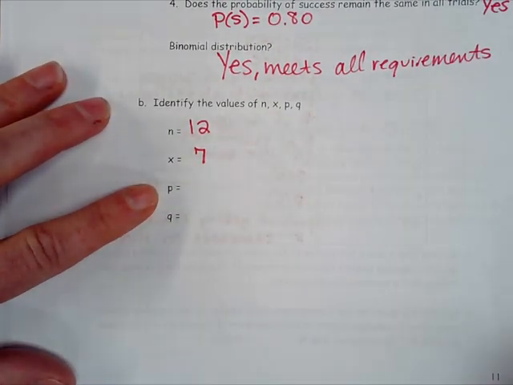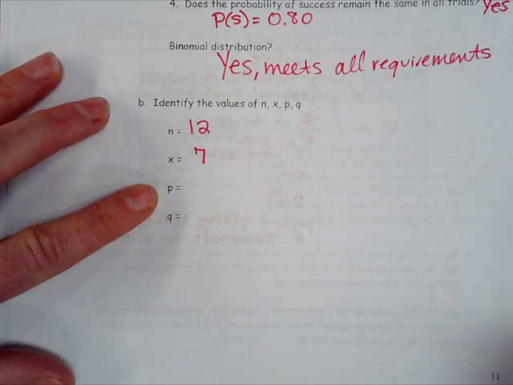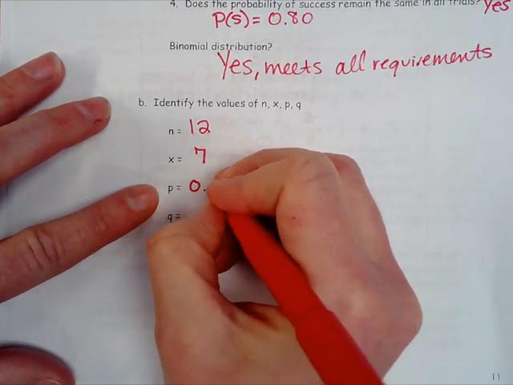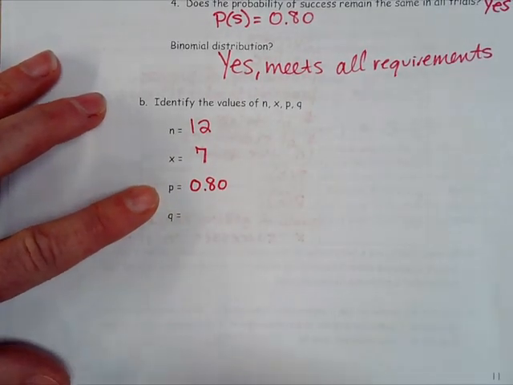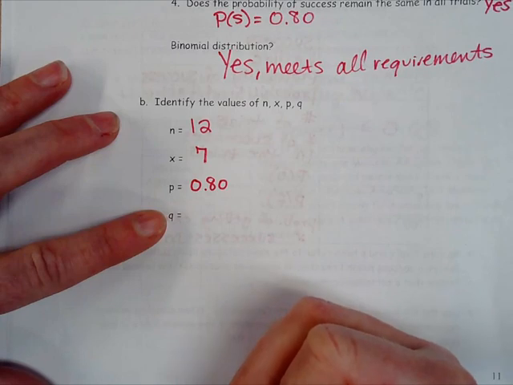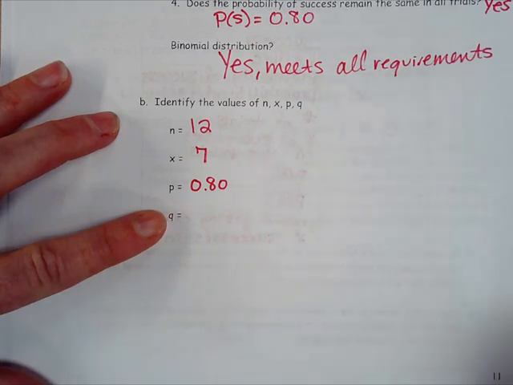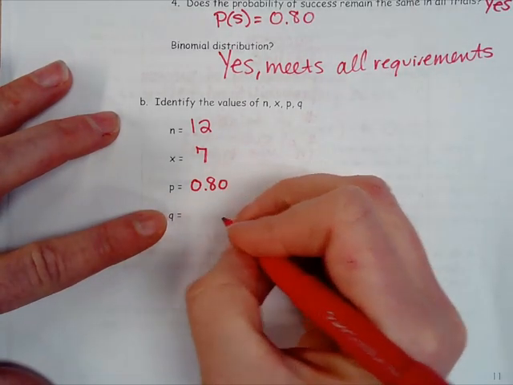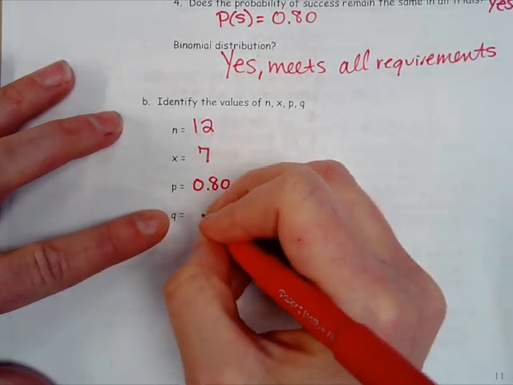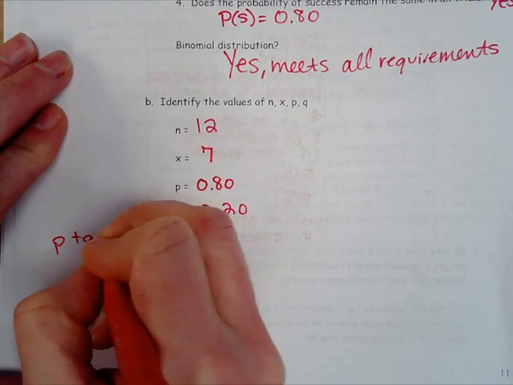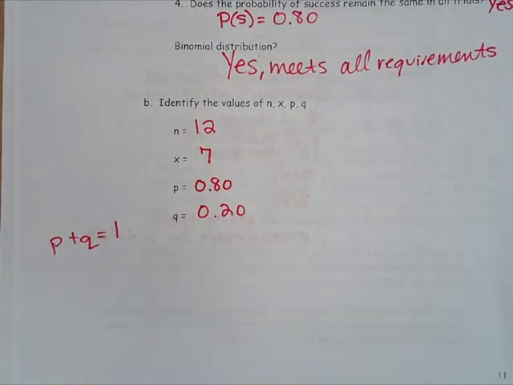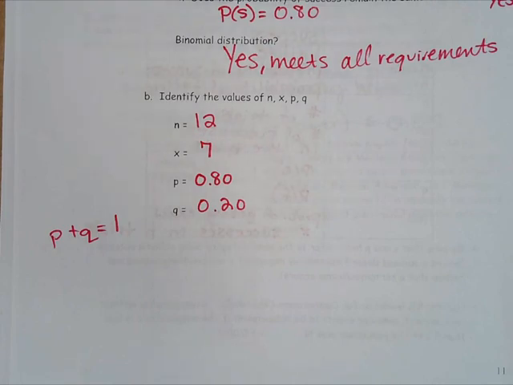P is your probability of success. Out of the whole population, how many are Mexican American? 80%. So 0.80. So Q is non-Mexican American. Because we know P plus Q is going to have to equal 1. It's our whole distribution, all of it, 100%.